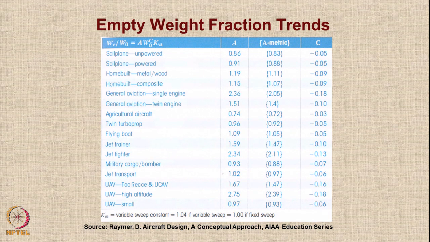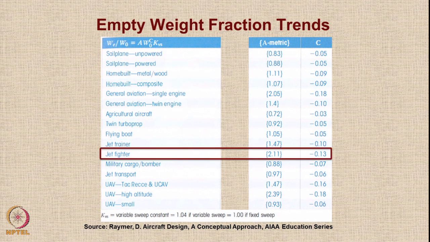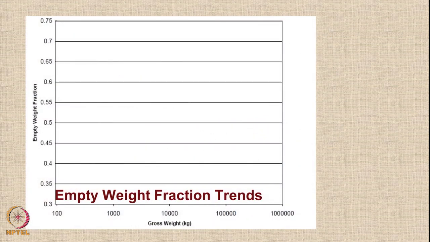So, let us look at the empty weight fraction trends data taken from a table given in Raymer's textbook. Since we are going to work in metric units, we will look at only A metric and C. As you can see, there are different values for various types of aircraft, and these are the values of interest to us for a single seat jet fighter: 2.11 for A and minus 0.13 for C. Let us plot these trends on a graph to see where all the lines lie. This is just for your information.